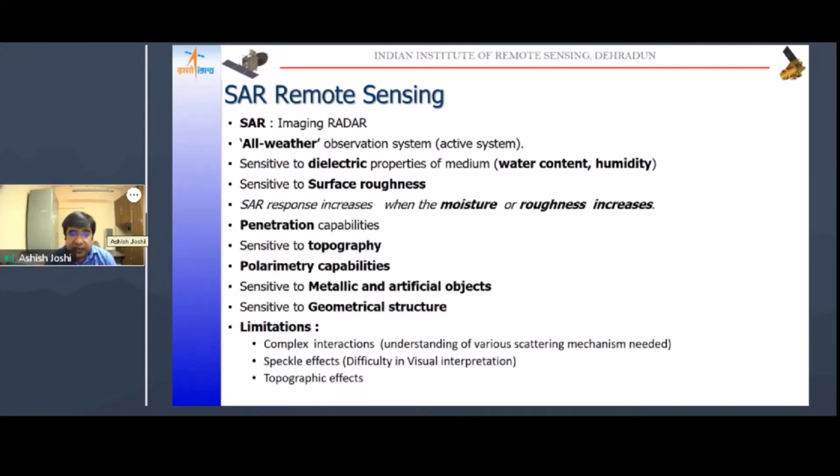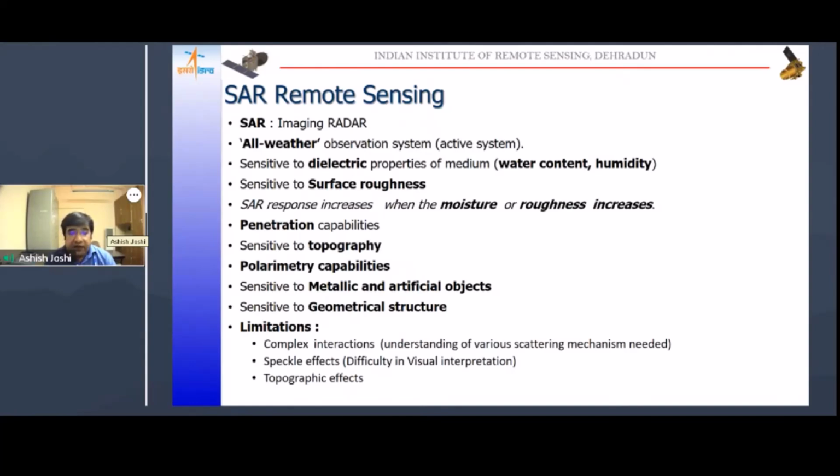It has the penetration capability. It is sensitive to topography. Means it is very much sensitive to the terrain topography, for the mountainous region. If there is any slope, then it is very much sensitive. And it has the colorimetry capabilities also. It is sensitive to metallic and artificial objects, because it is sensitive to dielectric properties of the medium. It is sensitive to the geometrical structure of the object.